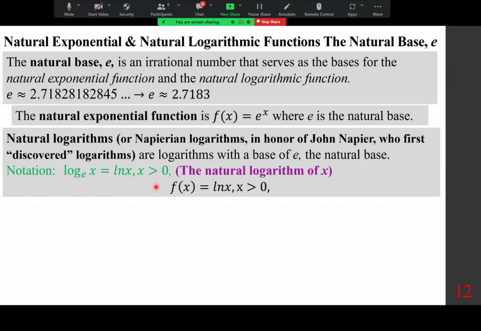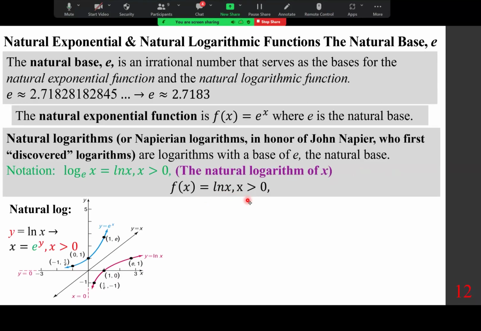Obviously, x is positive, and this is called the natural logarithm of x. f of x is ln x. x must be positive. So here's the natural log.